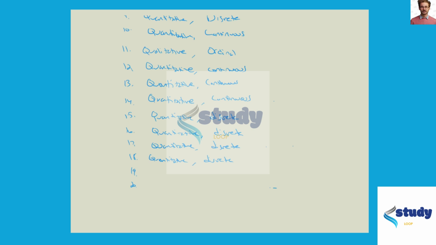Cell phone carrier would be qualitative. And there's no order to it, so nominal. And the number of siblings would be quantitative and discrete. Can't just be anything.